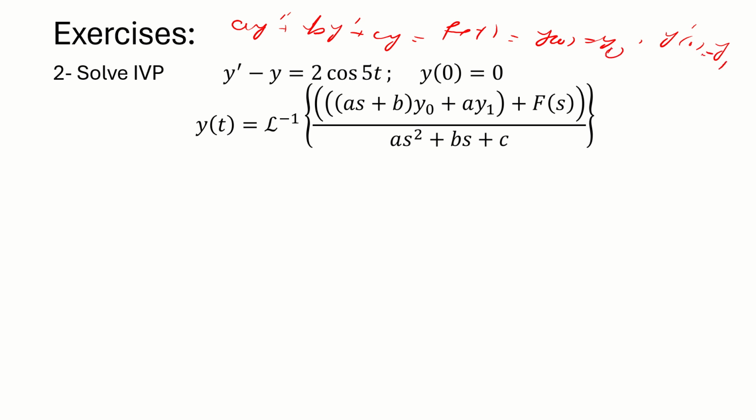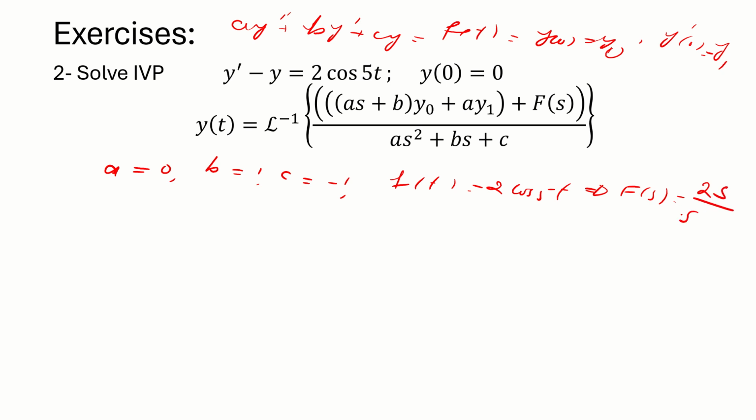You can use either notation, doesn't matter. So in this case, you see a will be what? Clearly a is 0 because there is no double derivative. b is 1, c is minus 1, whereas f of t, which is equal to 2 times cos 5t, will give you f of s, which is 2 times s divided by s square plus 25, right? Whereas y0 is 0, y1 doesn't involve in this case, so y1 is also 0.